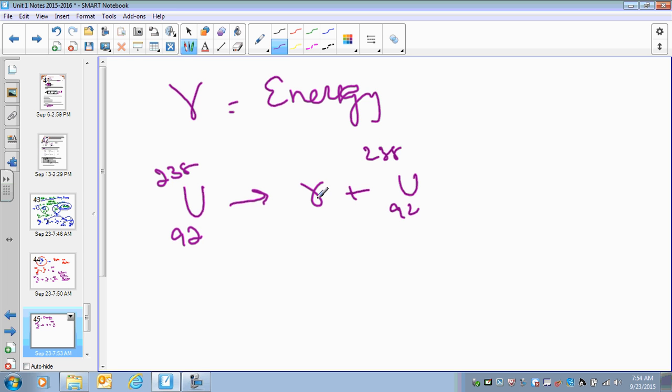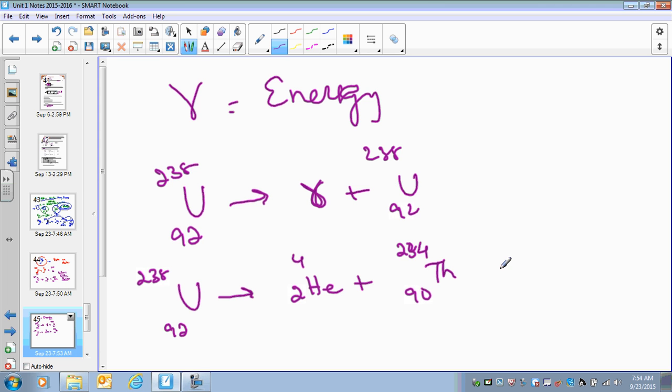Usually gamma radiations don't go out just by themselves. Gamma always comes out with some other sort of radiation. When uranium gives out an alpha particle, which is 2He4, it is going to turn into what? You tell me. 90 and 234, right? And 90 is thorium. At that time, gamma also goes out. So gamma always is attached to some sort of radiation. It comes out with alpha, it comes out with beta.